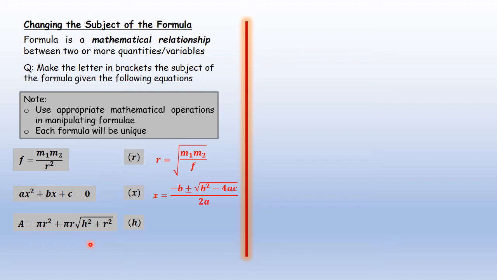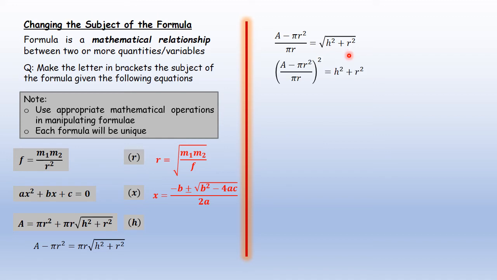So to start off, I need to take away the pi r squared, and so I'm going to have A minus pi r squared. In other words, the pi r squared has crossed the equal sign to the other side, so that I have now fewer elements, which is just pi r, and then root h squared plus r squared. The next stage would involve removing another variable or quantities so that I have fewer quantities attached to h. In that way, I'm going to divide both sides by pi r, so that I have A minus pi r squared over pi r is equal to the root of h squared plus r squared.